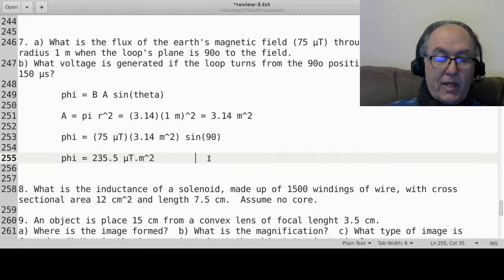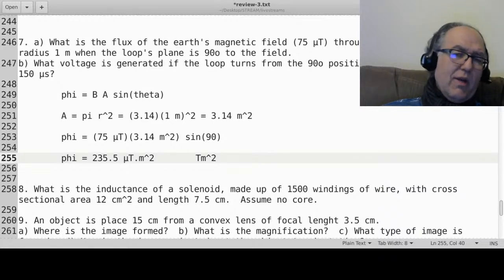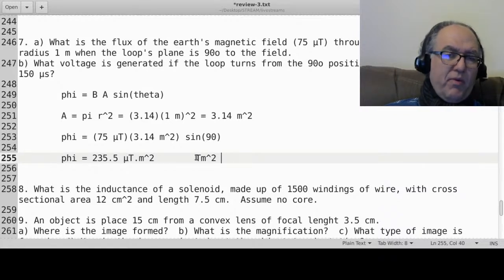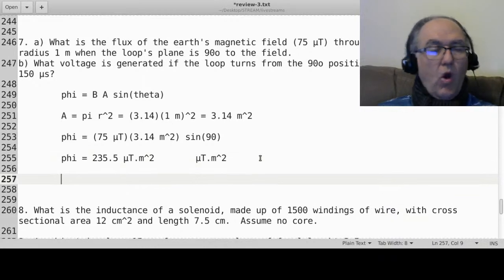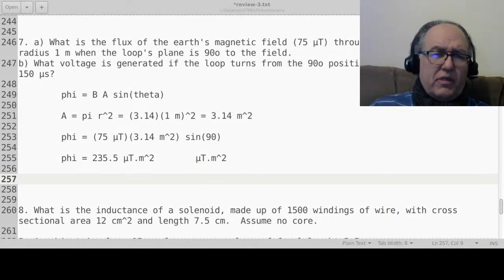Now normally the units for flux are Tesla meters squared, which is kind of a strange looking unit, but if you want to put a prefix in front here, you can. So this is going to be microtesla meters squared. It's pretty small. Not that interesting in and of itself. You're just saying, look, that's how many field lines are being captured by the loop. The next part is where it gets interesting.